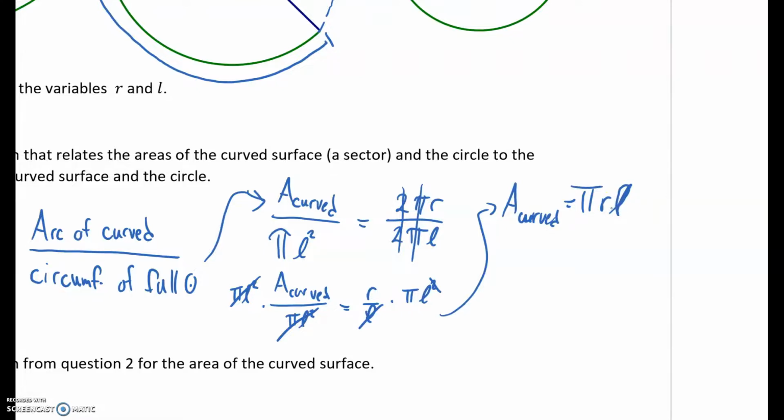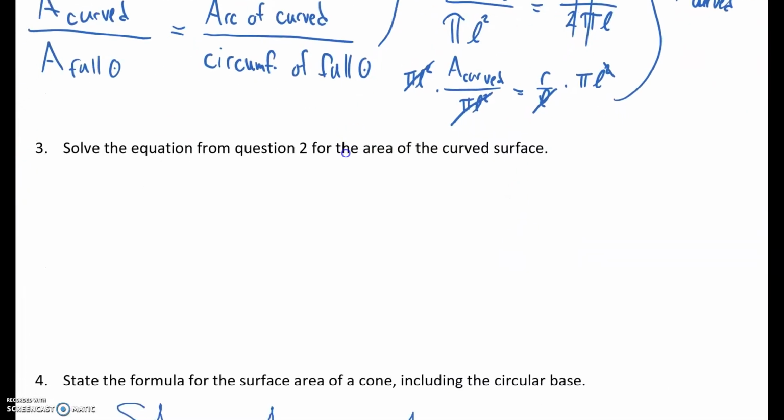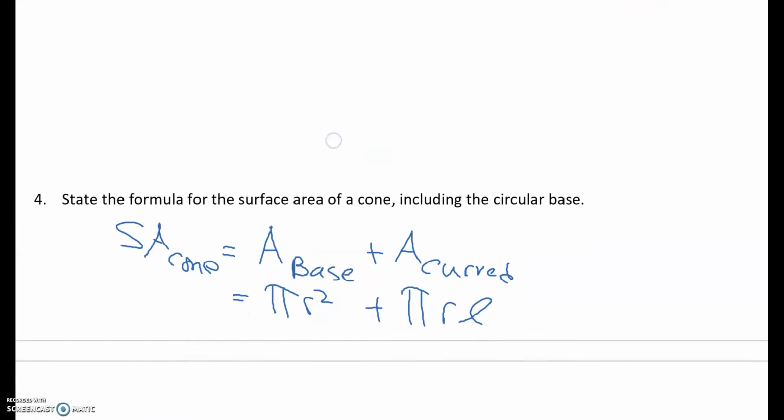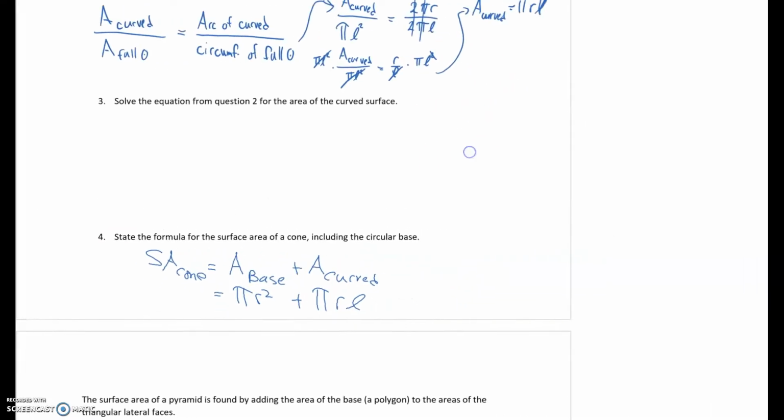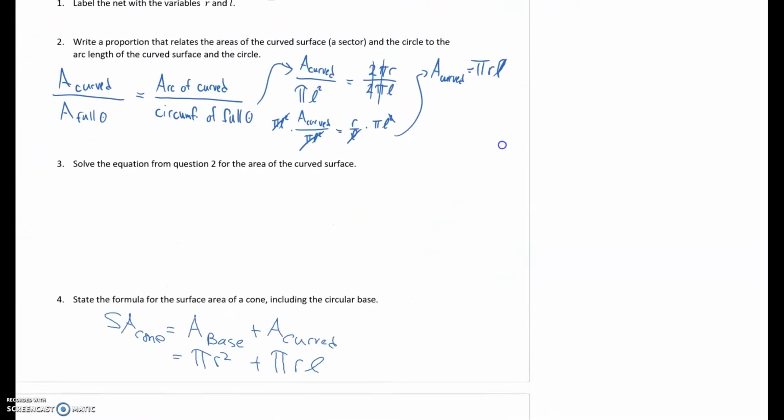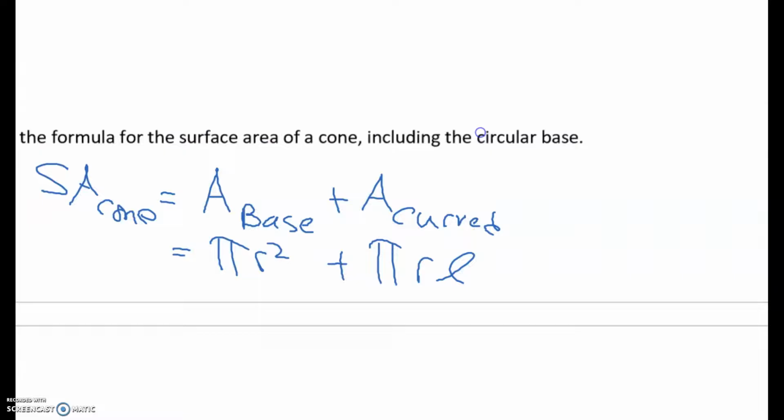Now remember, that's just the area of the curved surface. So if we're trying to find the surface area of the entire thing here, we can keep that in mind and say that the surface area of the cone is the area of the base plus the area of the curved surface. Remember, the base was the circle on the right-hand side, the pi r squared right there, plus the new expression we have for the curved surface, which is pi r L. So this will actually give us the surface area of a cone: pi r squared plus pi r L.